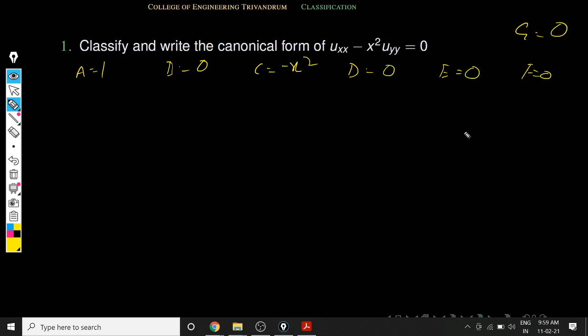Everything is 0. So first we have to classify this PDE. To classify this PDE, we have to find the delta, the discriminant. Delta is b square minus 4ac. So here b square is 0 square minus 4 times a, which is 1, times c, which is minus x square. So this is equal to 4x square. So what about this delta? Is it positive or negative or 0? This is 4x square.